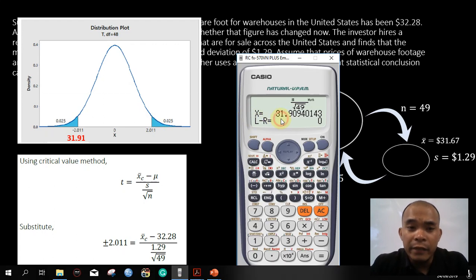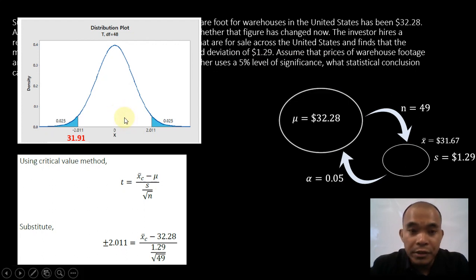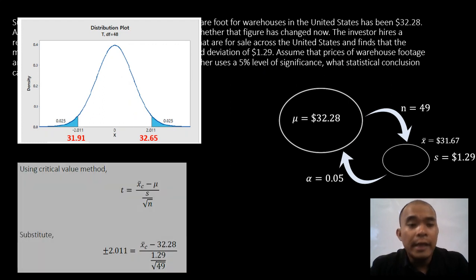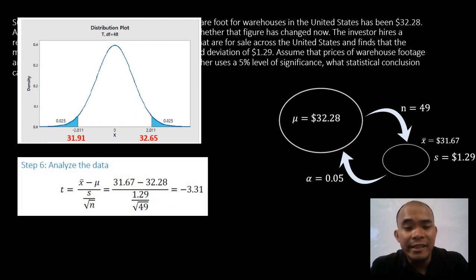31.91. And then again, if you want to solve the positive side, please just click on maximize the replay. And then just press backspace or delete. And then you shift solve again. And then just simply press equals. 32.65. 32.65. Okay, so as simple as that. So we already have the decision rule. And then we have to now analyze the data.